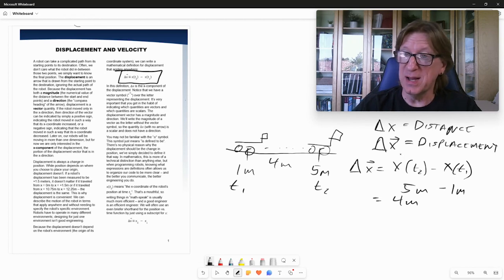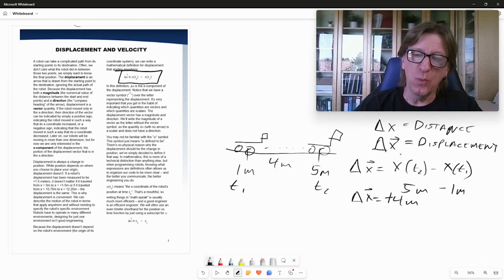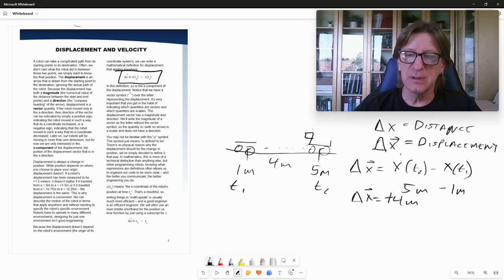However, that's a positive number. So I'm moving in the positive direction. So I must have that positive sign. You must have a positive or a negative sign so that we know what direction it is. And in this case, they're the same. All right, but what if my robot were going the other direction? So we're just going to turn him around backwards. So let's say he started out at the 5 meter mark, and then he went back to the 1 meter mark. All right. His distance traveled is still 4 meters.